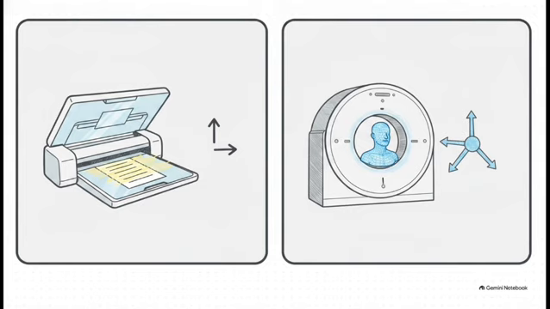A 3D scanner, on the other hand, captures solid objects. It maps the X, Y, and Z axes using lasers, magnetic resonance, or X-rays. Think of a medical CT scanner. It takes hundreds of 2D slices to build an incredibly detailed 3D digital model of the human body.